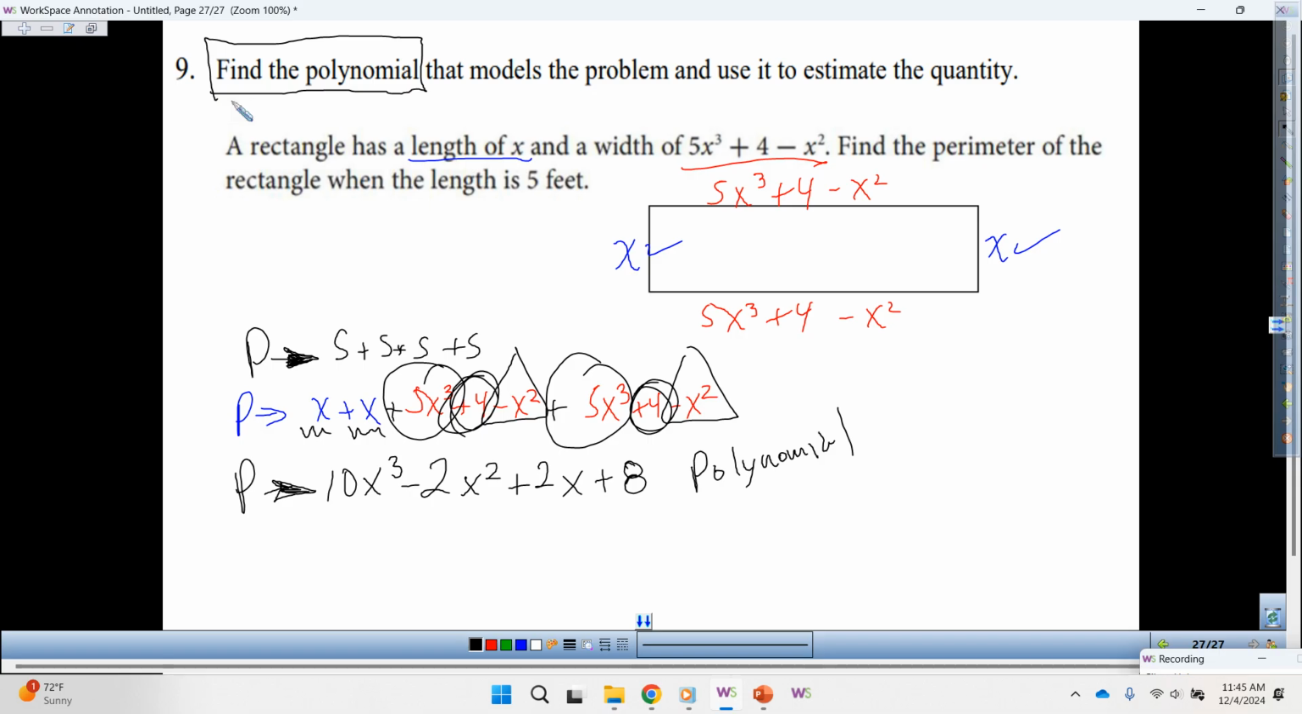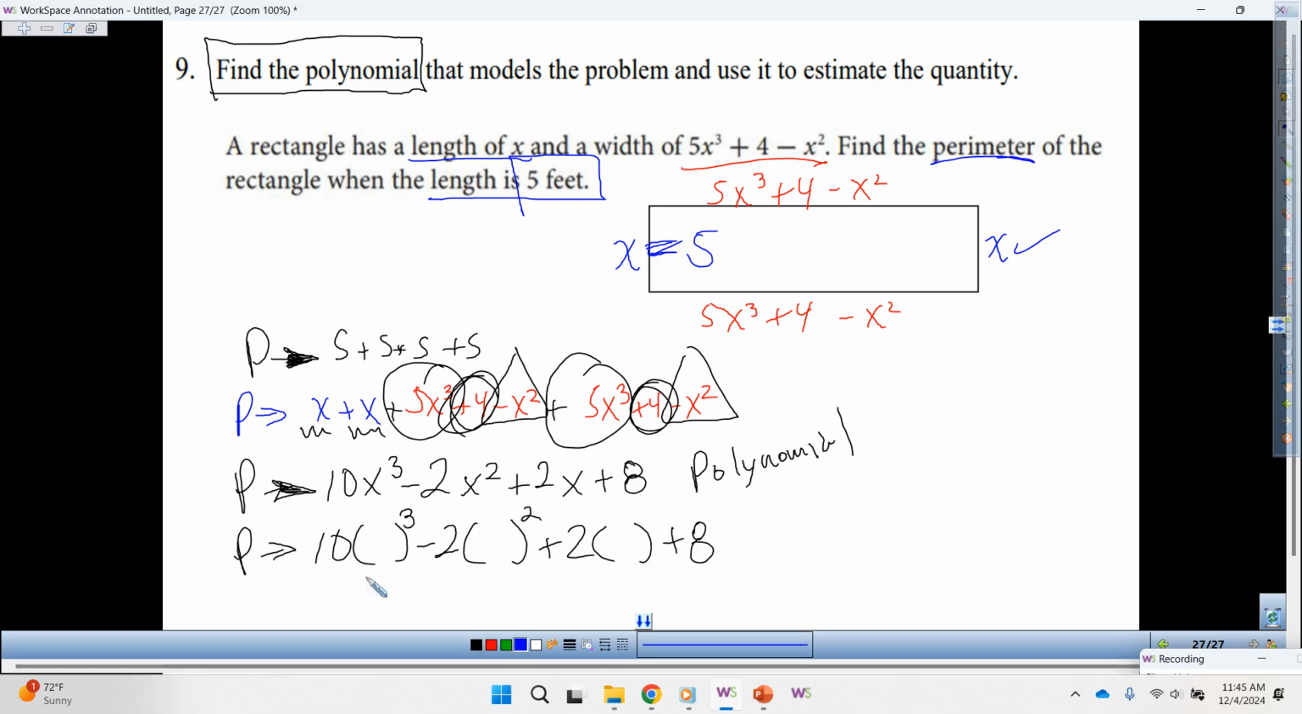However, are we done? No. They want us to find the perimeter when the length is how many feet? Or in other words, when x is 5. So the last step, here we go. Write P equals 10 times, in parentheses, cubed, minus 2 times, in parentheses, squared, plus 2 times, in parentheses, plus 8. And we substitute the value of 5 into those.